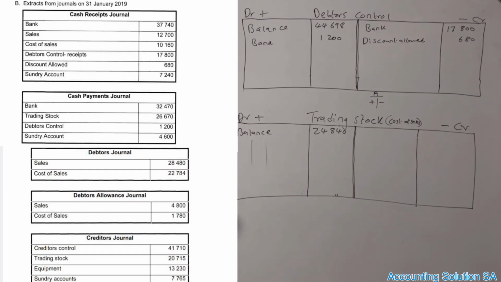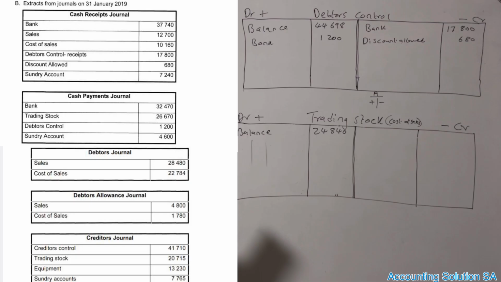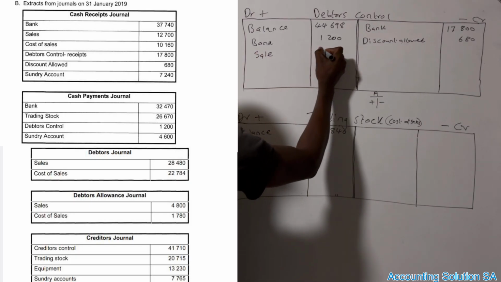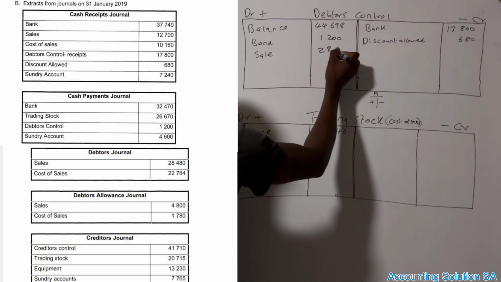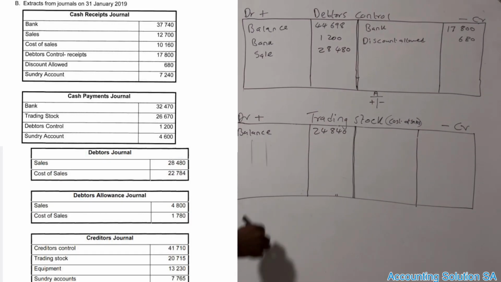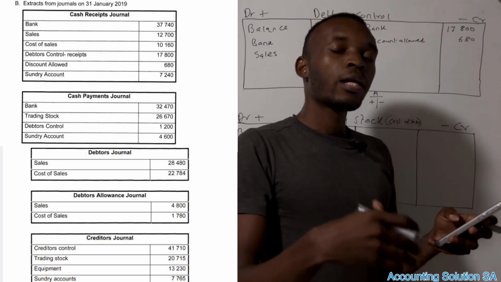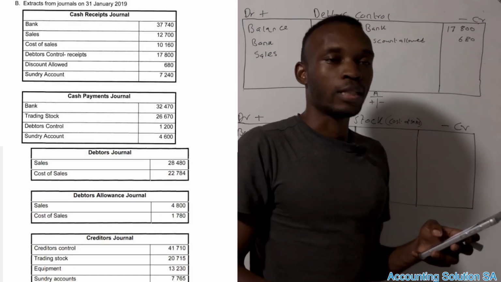Okay, let's take debtors journal. We sold 28,000 to this debtor. We sold him an amount of 28,000. We must use selling price, not cost price, here. Very simple. Liability is going to increase because we sold him stock and he hasn't yet paid us, because debtors journal will record all the debt.